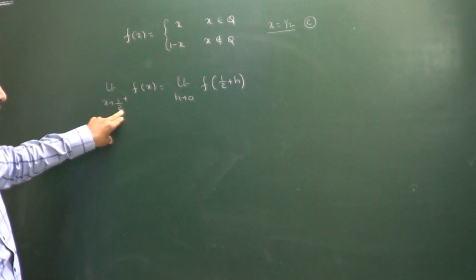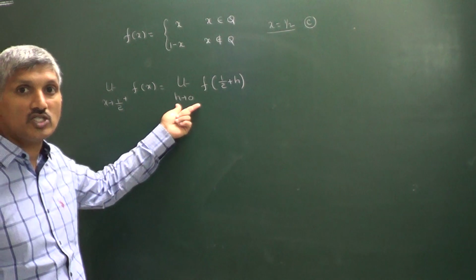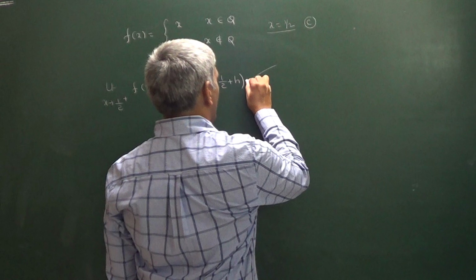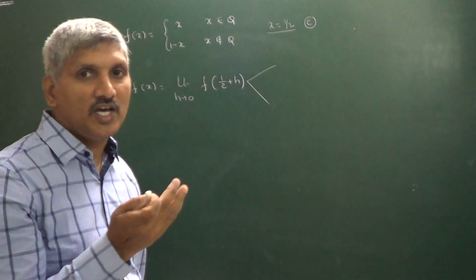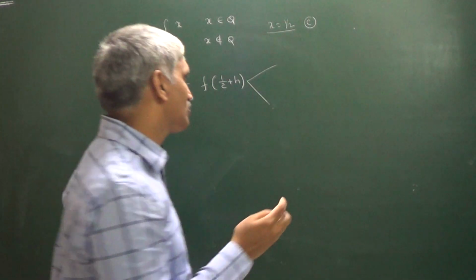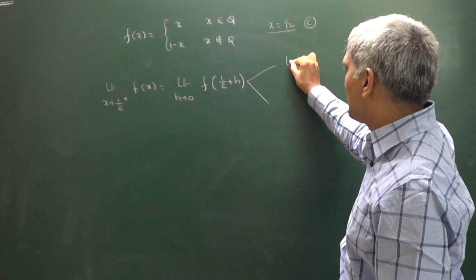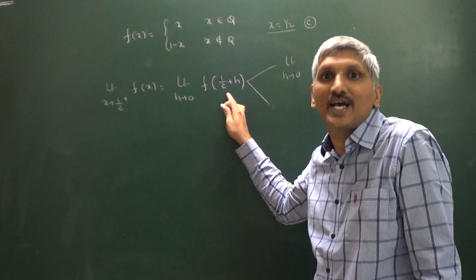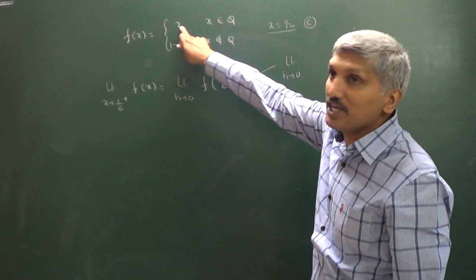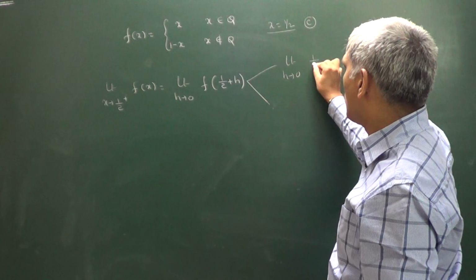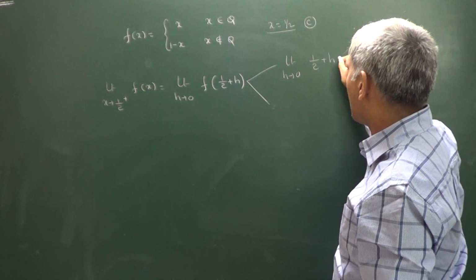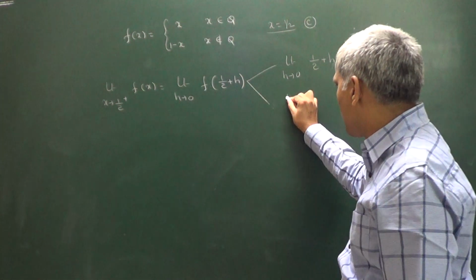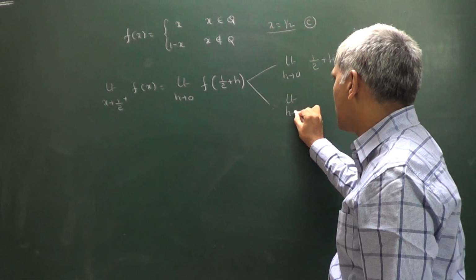x tends to 1/2 plus f of x, that's why limit h tends to 0, f of 1/2 plus h. Now what happens? Same, 1/2 plus h may be rational or irrational. Okay, rational. Then what we have to write? Limit h tends to 0. Suppose 1/2 plus h is rational, then we take this function, and we get 1/2 plus h, that is equal to 1/2.